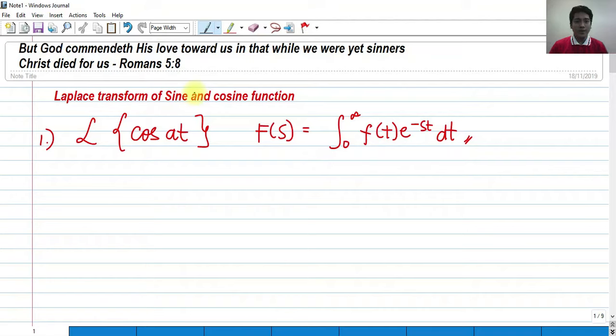So for today, we're going to talk about the Laplace transform of sine and cosine function. And for today's video, I'm going to show you how to derive the Laplace transform of sine and cosine function using our formula for finding the Laplace transform of any function in terms of time.